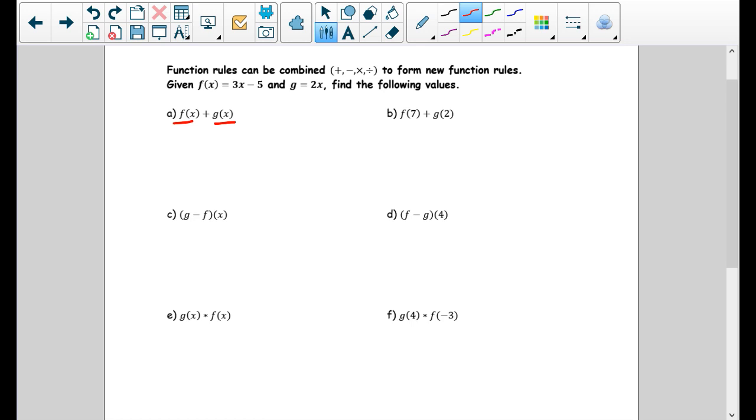So if I do this, f of x plus g of x, well, f of x is 3x minus 5. Then we had the plus, right? G of x then, g of x is just 2x. And all I'm doing is combining like terms now. So x's are going to be combined. So 3x plus 2x gives me 5x. Bring down the negative 5 because it doesn't combine with anything. So here's my new computation then. Okay.